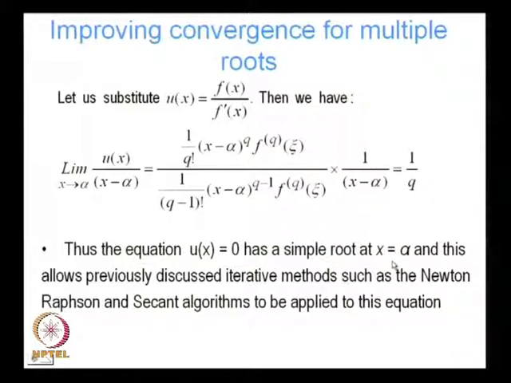Since it has a simple root, I can use my Newton-Raphson or secant algorithms on this equation and recover my original order of convergence, which for Newton-Raphson is quadratic convergence. So, if we define a new function u of x, which is f of x by f prime of x, and then do my Newton iteration on u of x, I am going to get quadratic convergence, while for f of x I did not have quadratic convergence. So, that is a very easy way of converting f of x to a function such that I have quadratic convergence.